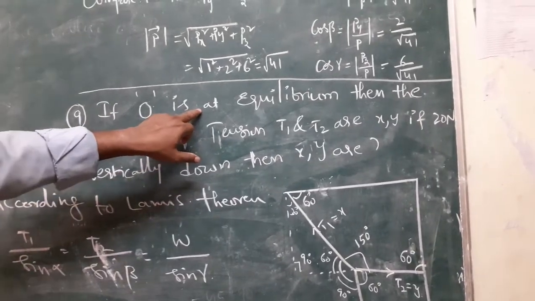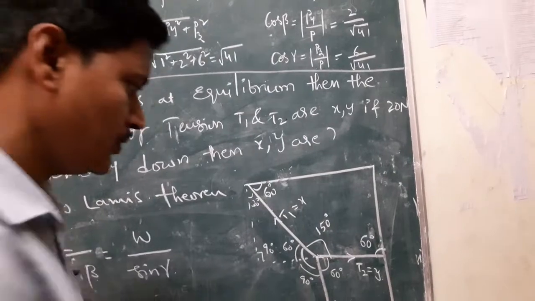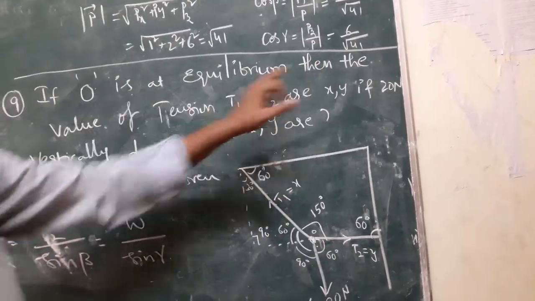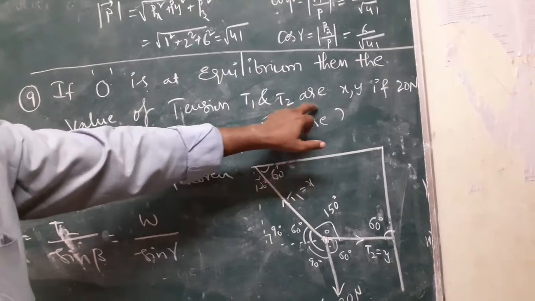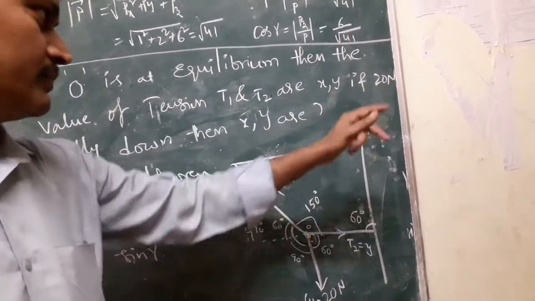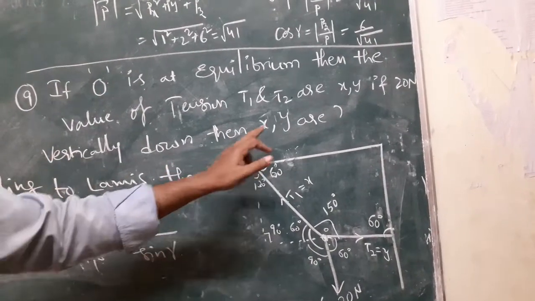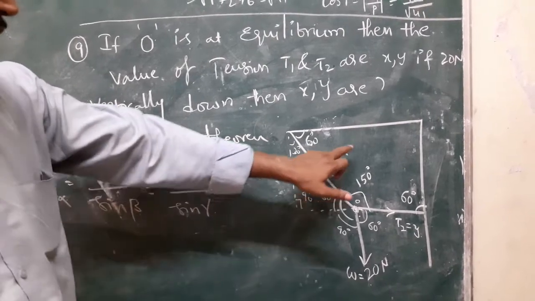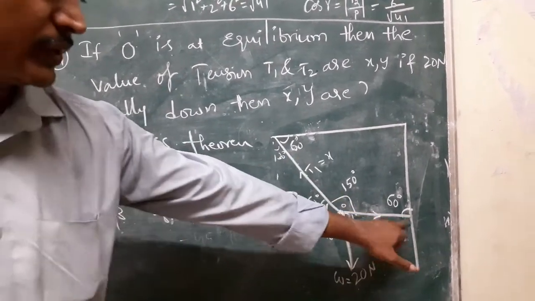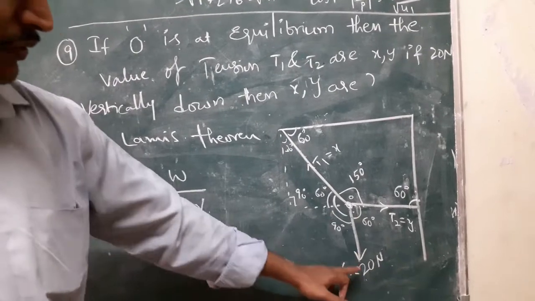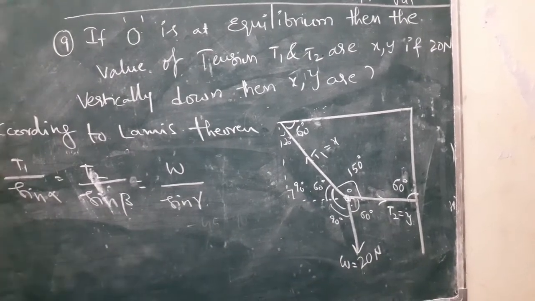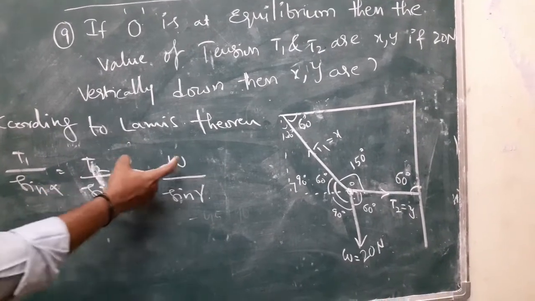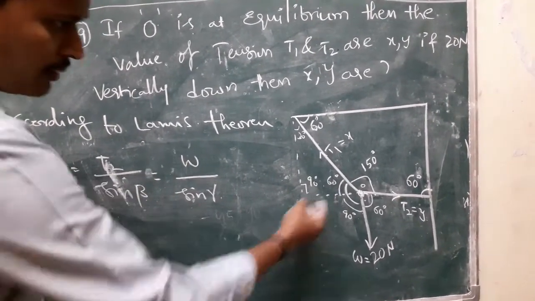O is at equilibrium. Then the values of tensions T1 and T2 are x and y. If 20 newtons is vertically down, find the x and y values. That means tension T1 is considered as x, and tension T2 in the string is considered as y. The weight is 20. According to Lami's theorem, T1 by sin alpha is equal to T2 by sin beta is equal to W by sin gamma.